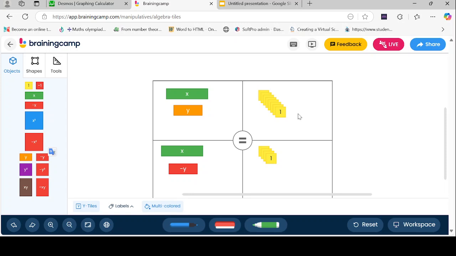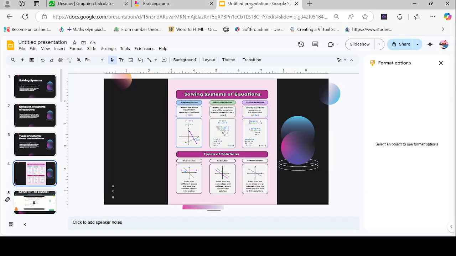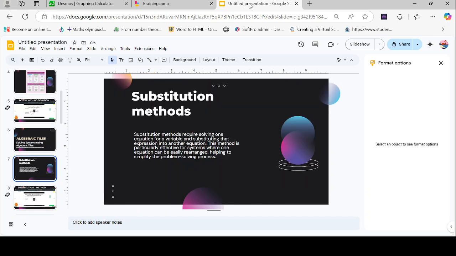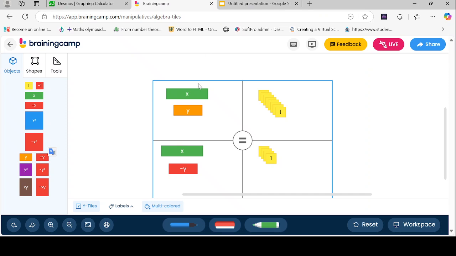So if you want to use substitution method, remember substitution method, if we go back to our definition in our slides, let's quickly go back to what substitution method is. It requires us to solve for one variable. So let's solve for x. To solve for x, we need to drag negative y. Now, if we add negative y to one side of the equation, then we must also add it to the other side of the equation because the equation has to be balanced.